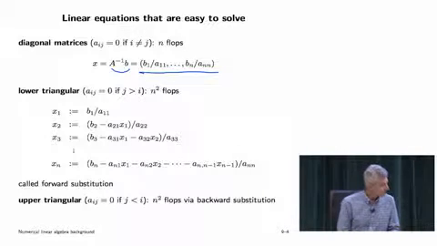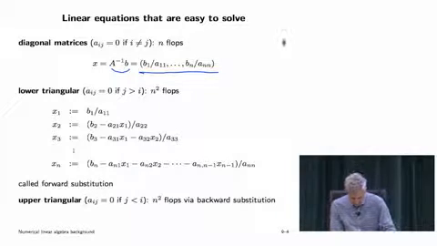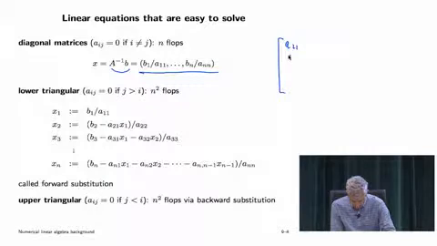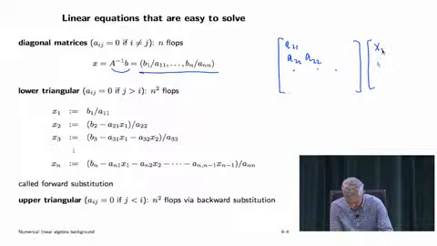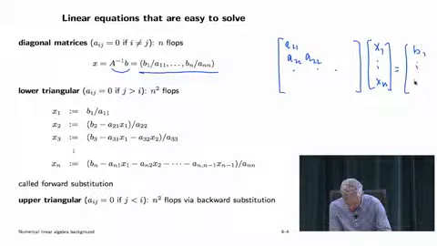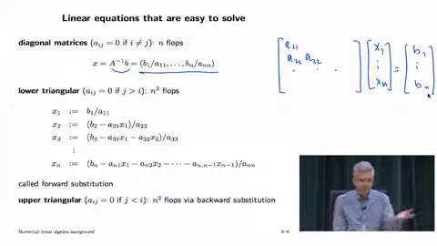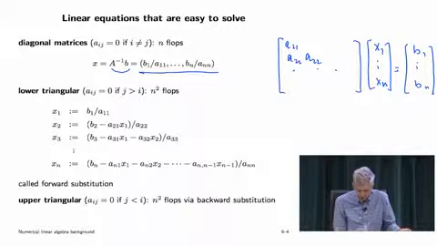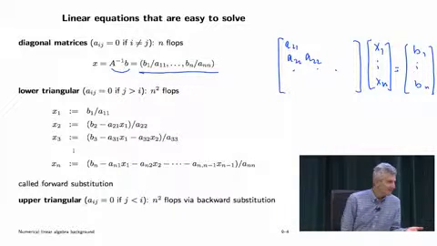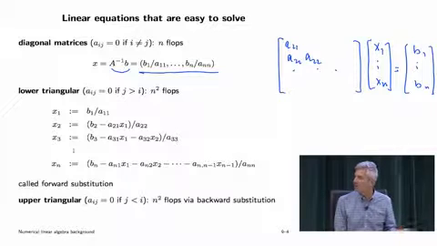The next one is interesting. It says that a matrix is lower triangular, so it looks like this: A11, then A21, A22, something like that. You're multiplying this by x1 up to xn, and that's supposed to equal b1 up to bn. How do you solve this? You look at the first row. The first row says A11 x1 equals b1, so x1 is obviously b1 over A11.